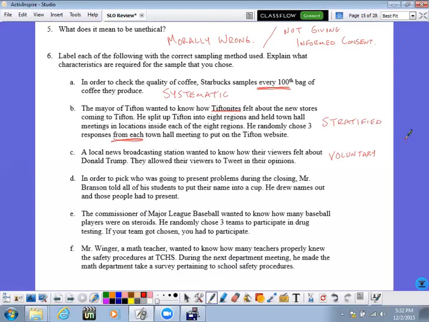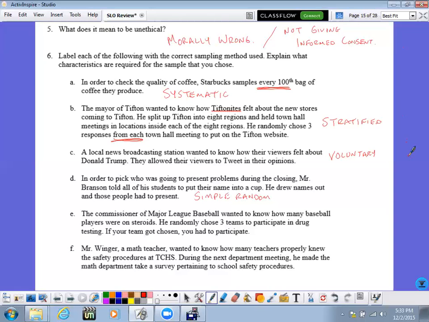Letter D, in order to pick who was going to present problems during closing, Mr. Branson told all of his students to put their name into a cup. He drew names out, and those people had to present. Everybody had an equal chance, so therefore it is random. There was no system to it, and there were no groups. So in this case, that's simple random. Now, what I don't want you to get confused about is the fact that it's Mr. Branson's class. That's the entire population. That's not split up into groups just because it's only my class.